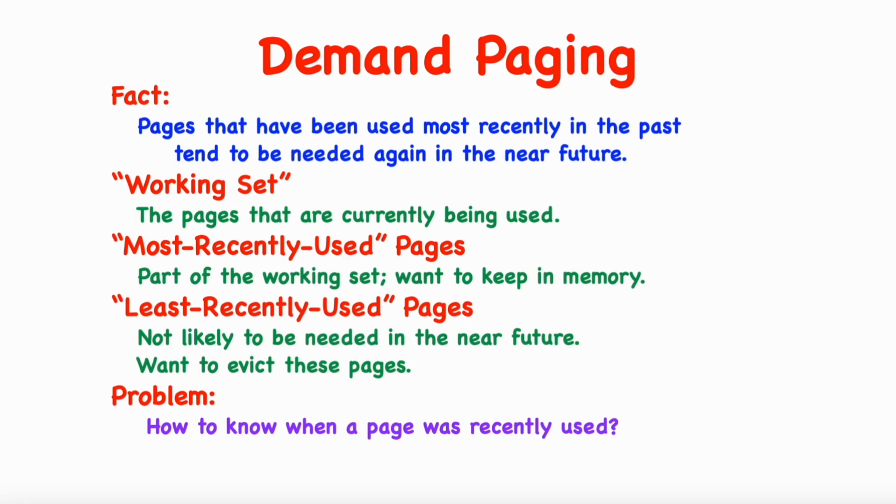To determine which pages to evict, we have this crucially important fact. Pages that have been used most recently in the past tend to be needed again in the near future. Most programs have this behavior. They tend to use a small number of pages at any point. If a page is in use, then it will have been used recently and it will be needed again in the near future. The pages that a process is currently using are called its working set.